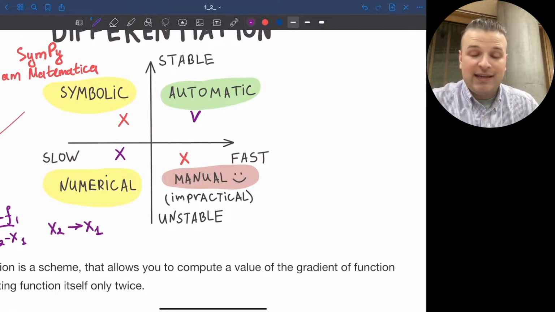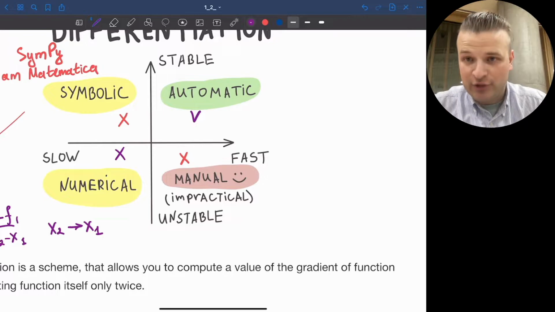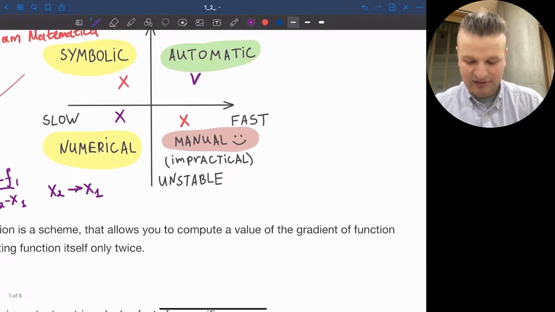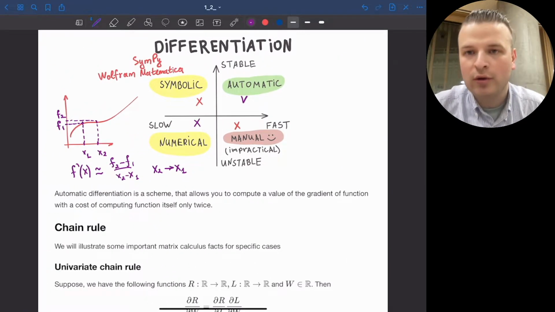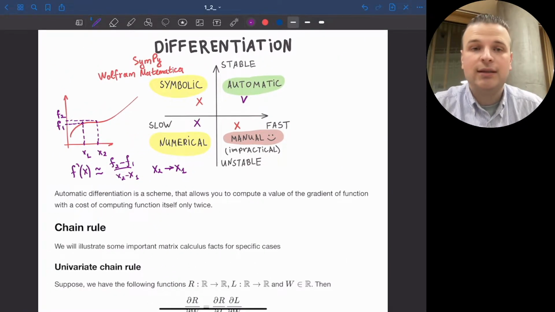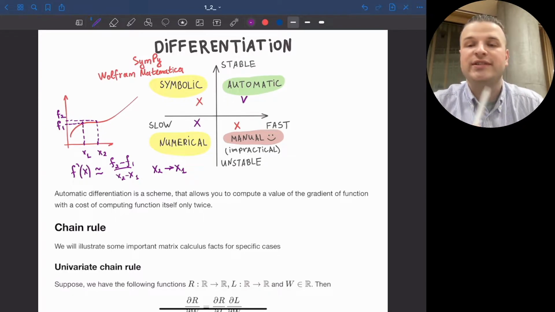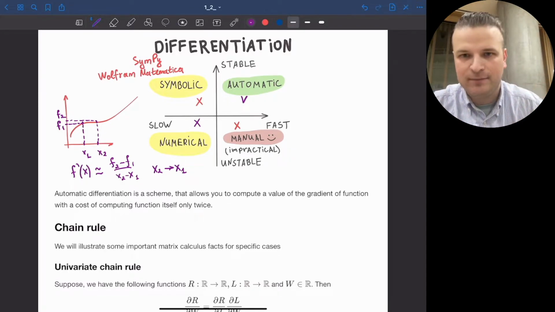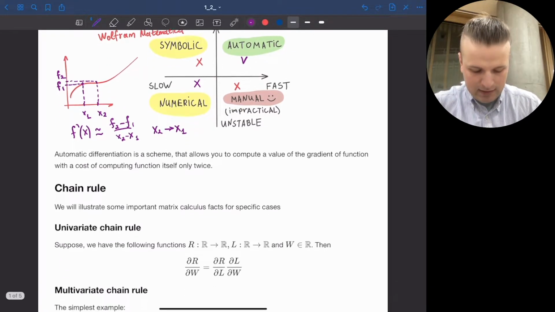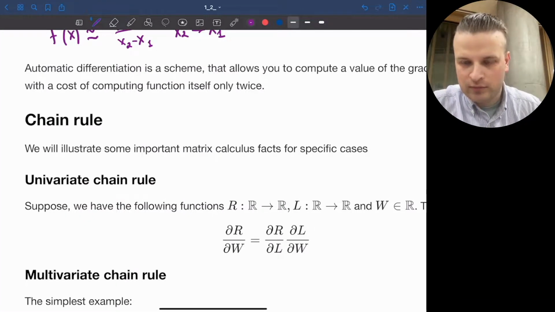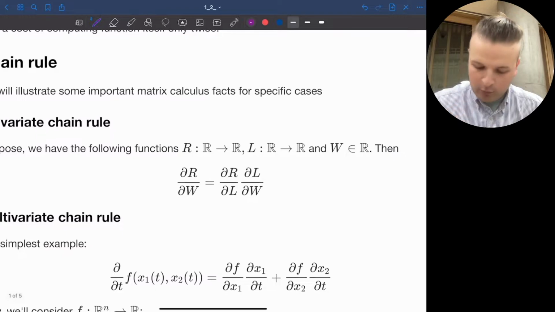The idea which is called automatic differentiation. In fact, we're going to talk about how it is used in modern frameworks, what's the core of this idea, and we'll see some basic examples of it. We'll start with a very simple chain rule in calculus. You probably all remember it.